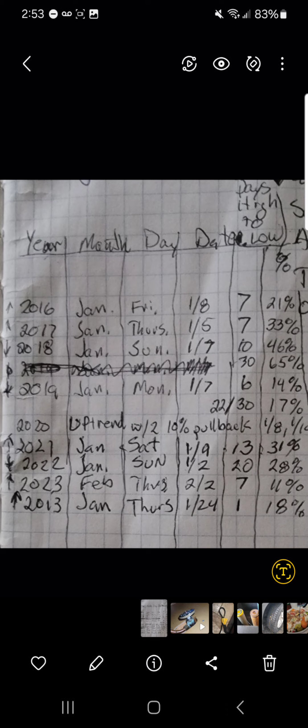Referencing our chart, we have 2017. We were on an uptrend in January, Thursday the 5th. We had a 33% dump that lasted 7 days. Now, I'm not going to go through the chart on every one, I'll just read these off. In 2018, we were in a downtrend, and in January, on Sunday the 7th, you notice the 7th, 8th, 9th, that area is really, really popular here. We had a dump that lasted 10 days, 46%, and we were in a downtrend that year.